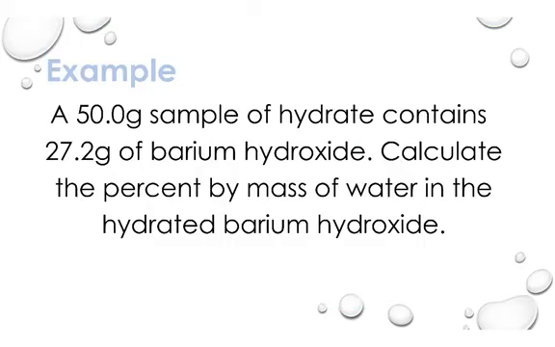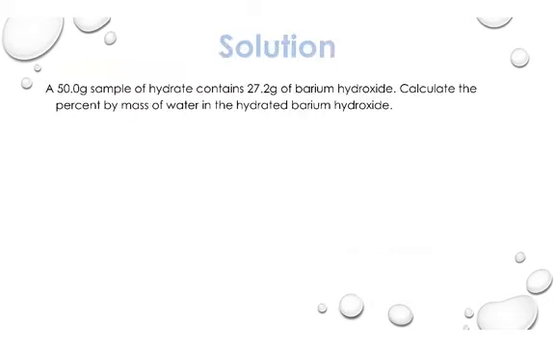I've got a 50 gram sample of a hydrate that contains 27.2 grams of barium hydroxide. Calculate the percent by mass of water in the hydrated barium hydroxide. I like to be a bit visual with my particular questions, so I'm going to set this one up with a formula, and then I'm going to chunk which piece is which. So barium hydroxide is a 2+ charge, hydroxide is a 1-, crossing over, reminder that you want to put brackets around a polyatomic. We have some amount of water in the hydrate. It doesn't tell us, so I'm going to use X to represent that value.